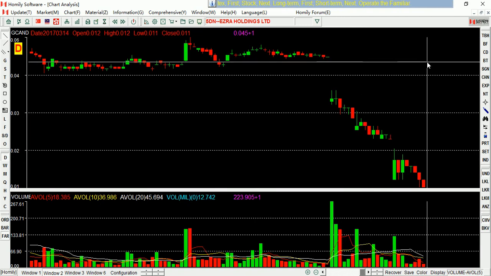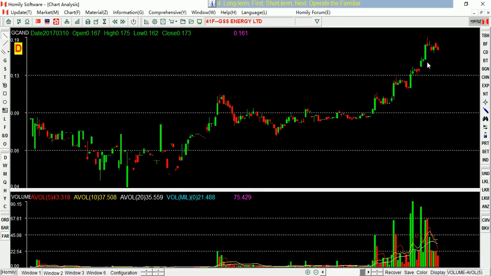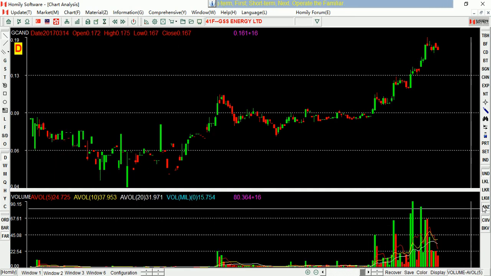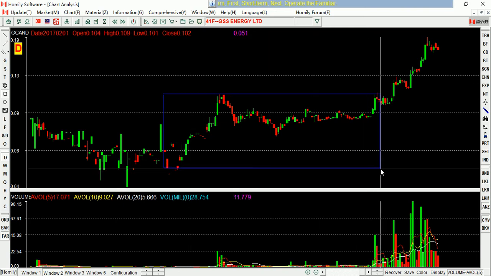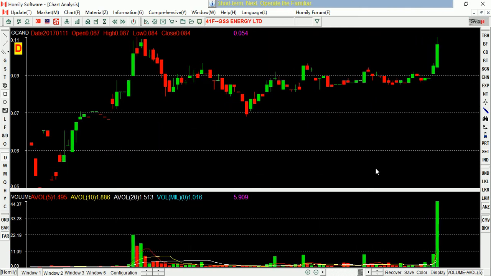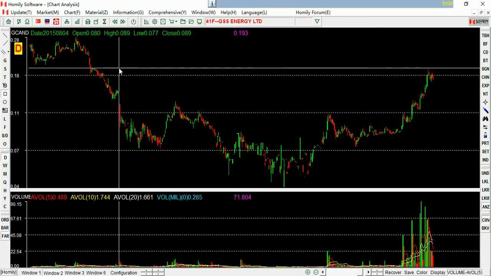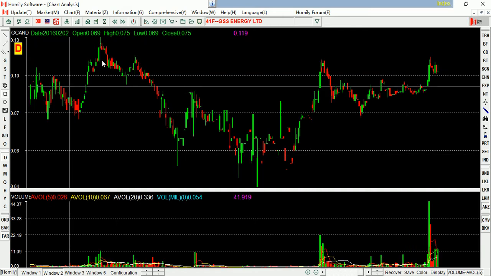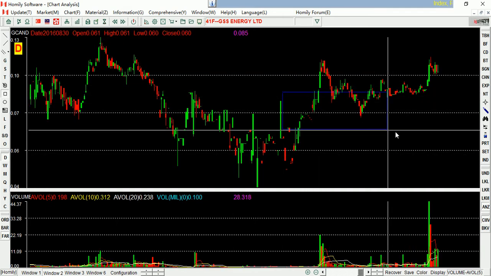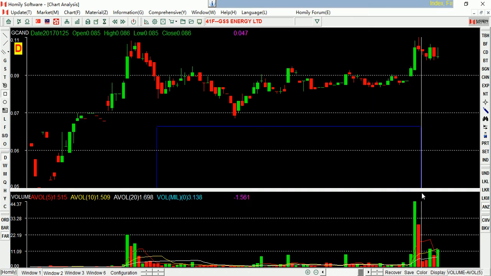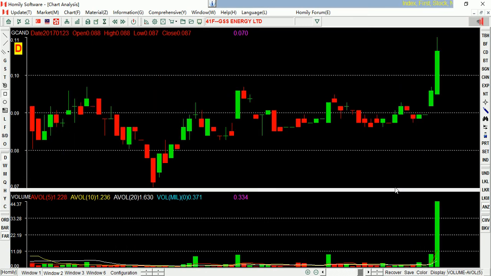So let's see some stocks. Okay, then we can see this area. The price down, then sideways. Okay, so let's see here. The price down, then sideways. Then a big bullish candlestick, breaking out upward from this sideways area.